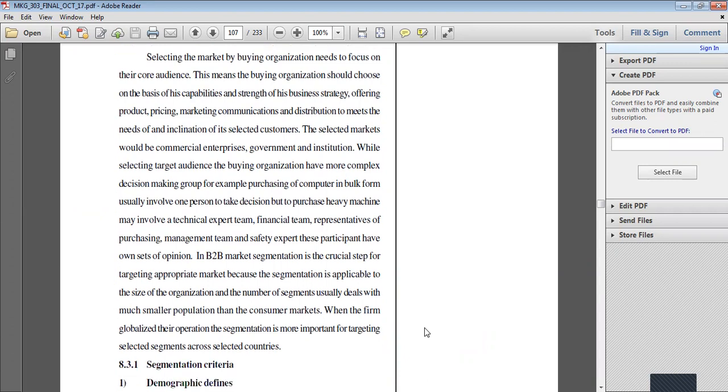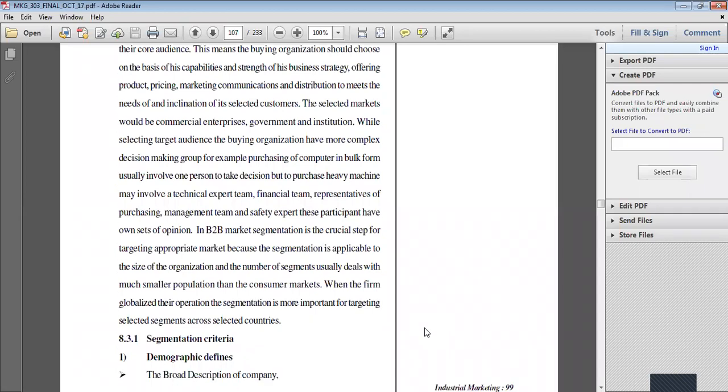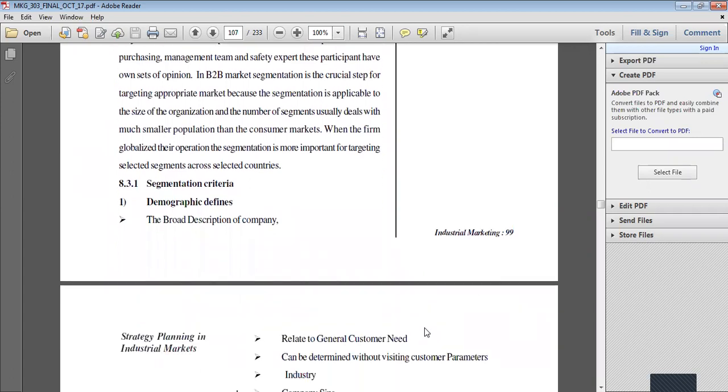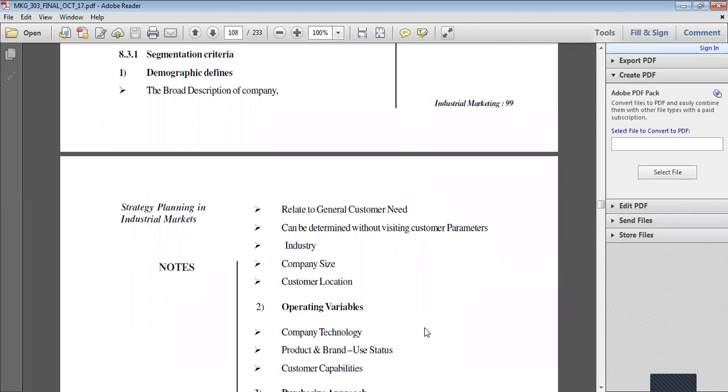When firms globalize their operations, segmentation is more important for targeting selected segments across selected countries. Next, segmentation criteria. Demographic defines the broad description of the company.